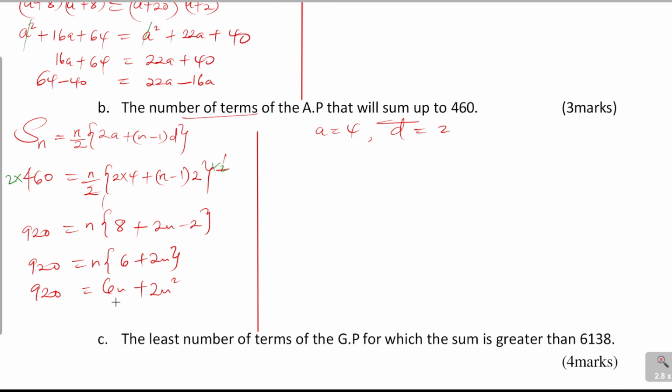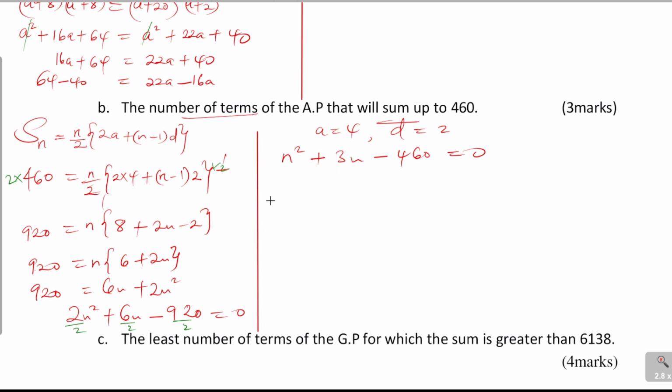So you can organize these like this, 2n squared plus 6n, then bring 920. You're just reorganizing it to form a quadratic equation. Subtract 920 is equals to 0. All the same, you can continue simplifying this by dividing all through by 2. If you divide all through by 2, you will end up getting n squared plus 3n minus 460 is equals to 0.